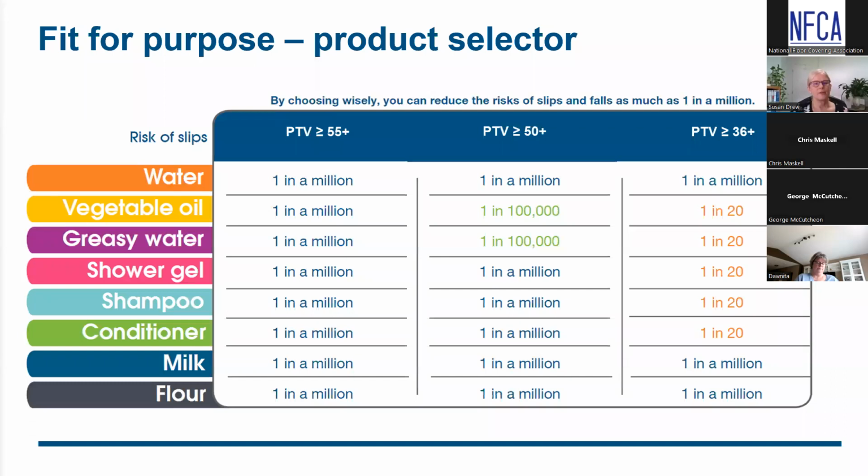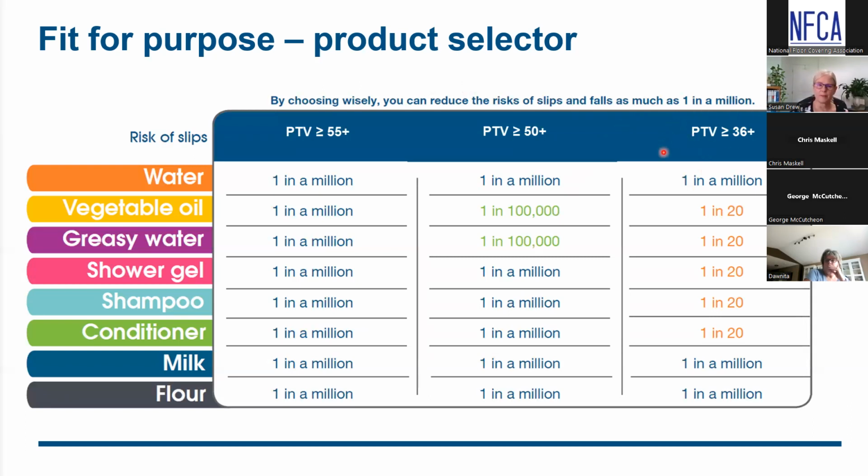Yeah. So when you're trying to select the appropriate level of slip resistance for products, I like to go back to the pendulum test to help with this. So you can see this fit for purpose product selector, a number of different contaminants that we've tested to, as shown in that video, and then 3 different materials that we've tested.